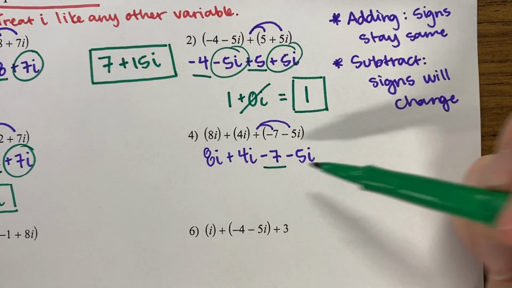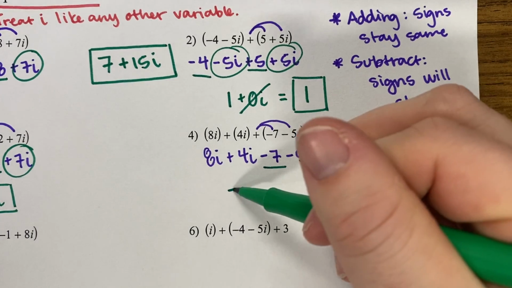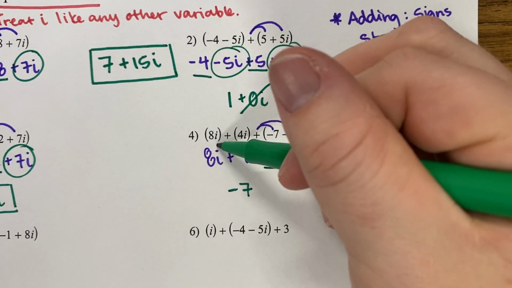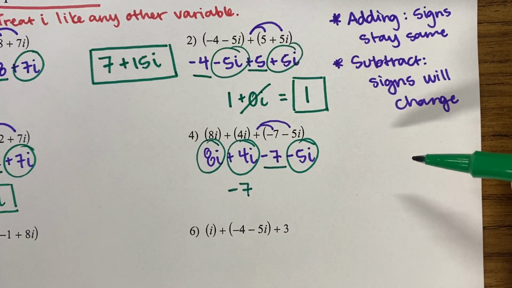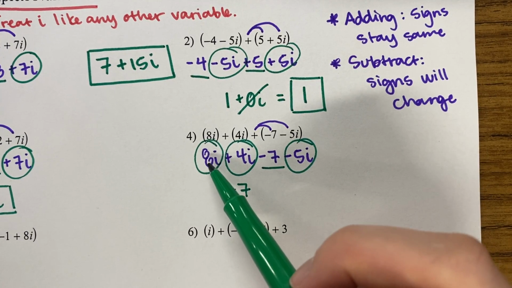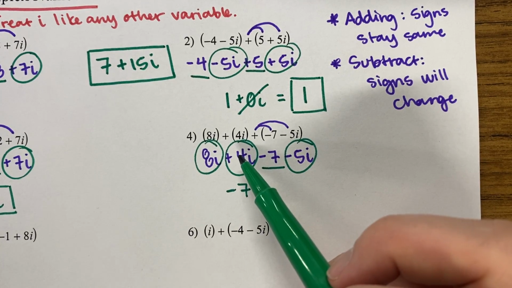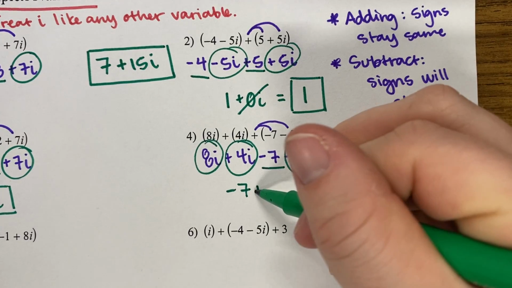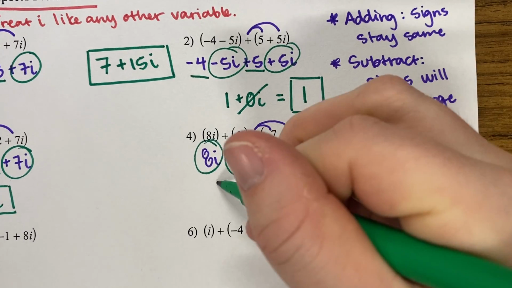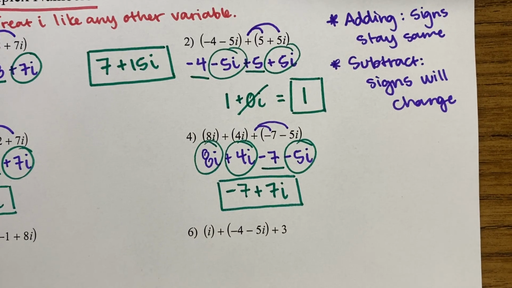Well, my constant is my only constant. It's the only term without an i attached. So that stays -7. And I have 8i plus 4i minus 5i. Okay, so let's do this piece by piece. 8i plus 4i is going to give me 12i. 12i minus 5i is going to give me positive 7i. And that is simplified.